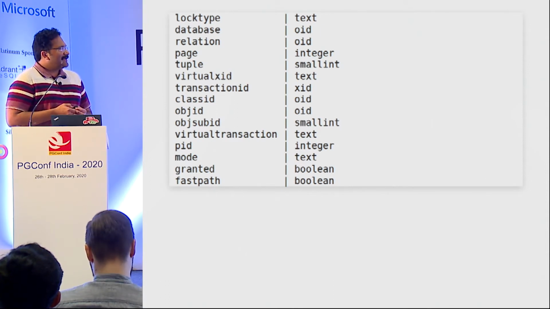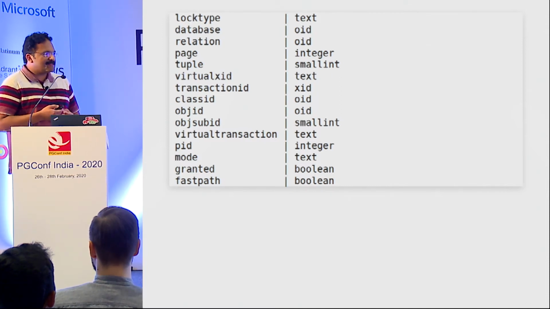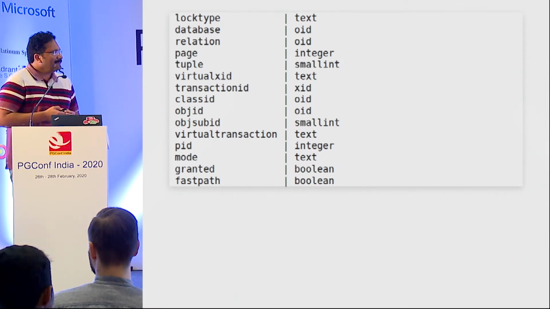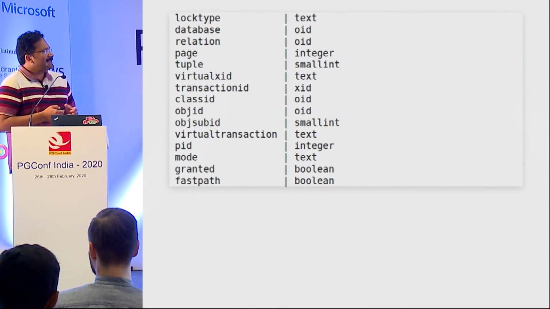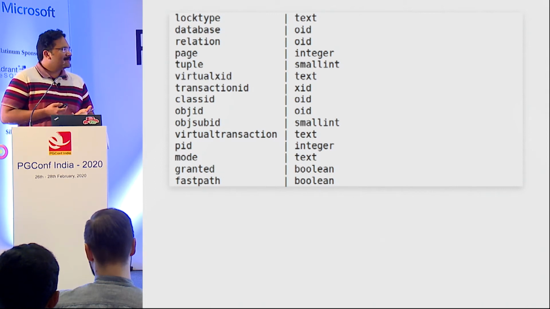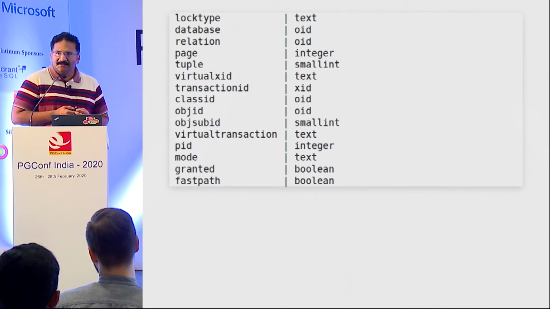Depending on which locks the backend has acquired, these columns will have different combinations of values. So for example, if the lock is on a relation or a table in a database, then you can expect OID values for the database and relation to be filled in. But if it's not a relation lock, if it's a lock on something entirely different, we'll look at examples, then those values might be null.